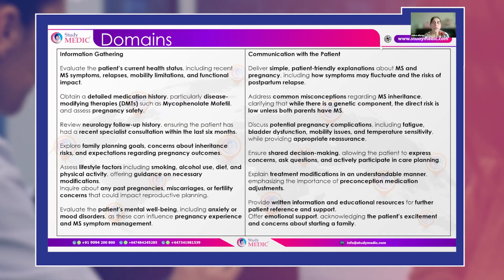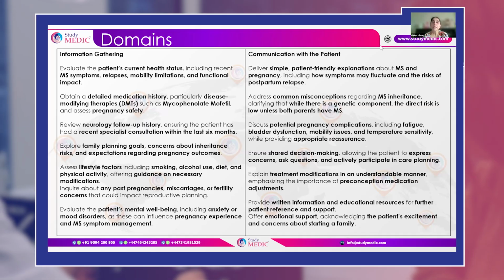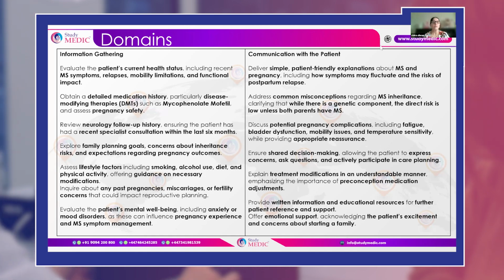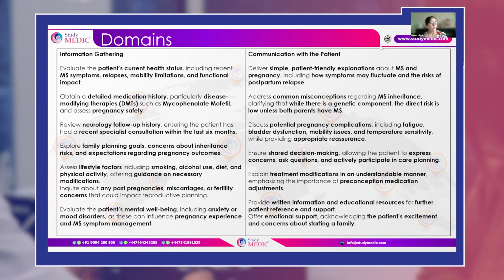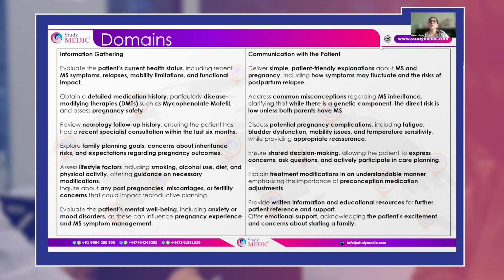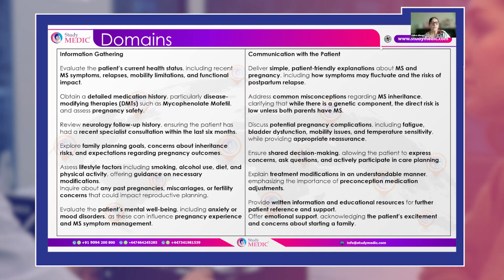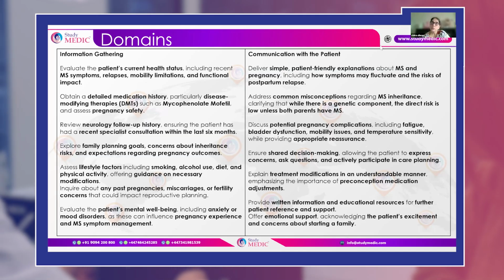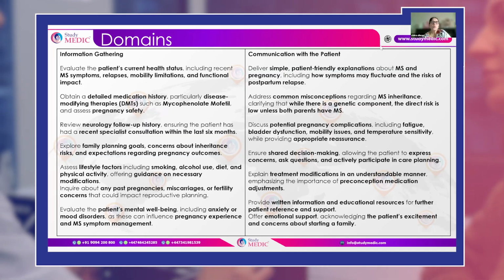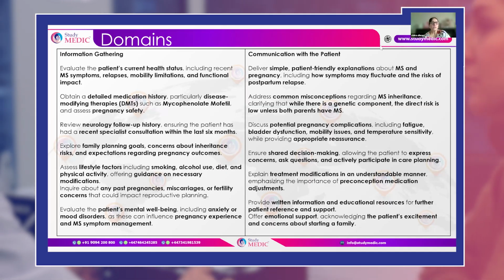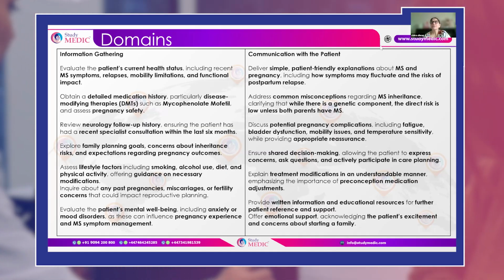You have to address her concerns about inheritance. Make sure that you tell her that it is not a condition that is genetically transmitted from the mother to the baby. Lifestyle modifications, yes, because you need to know about smoking. We know that smoking is associated with aggravating the symptoms of multiple sclerosis, then alcohol use, diet, activity, and you have to tell her about the necessary modifications. You could also ask about past pregnancies, miscarriage, fertility. But in 10 minutes, I think it's too much to ask.